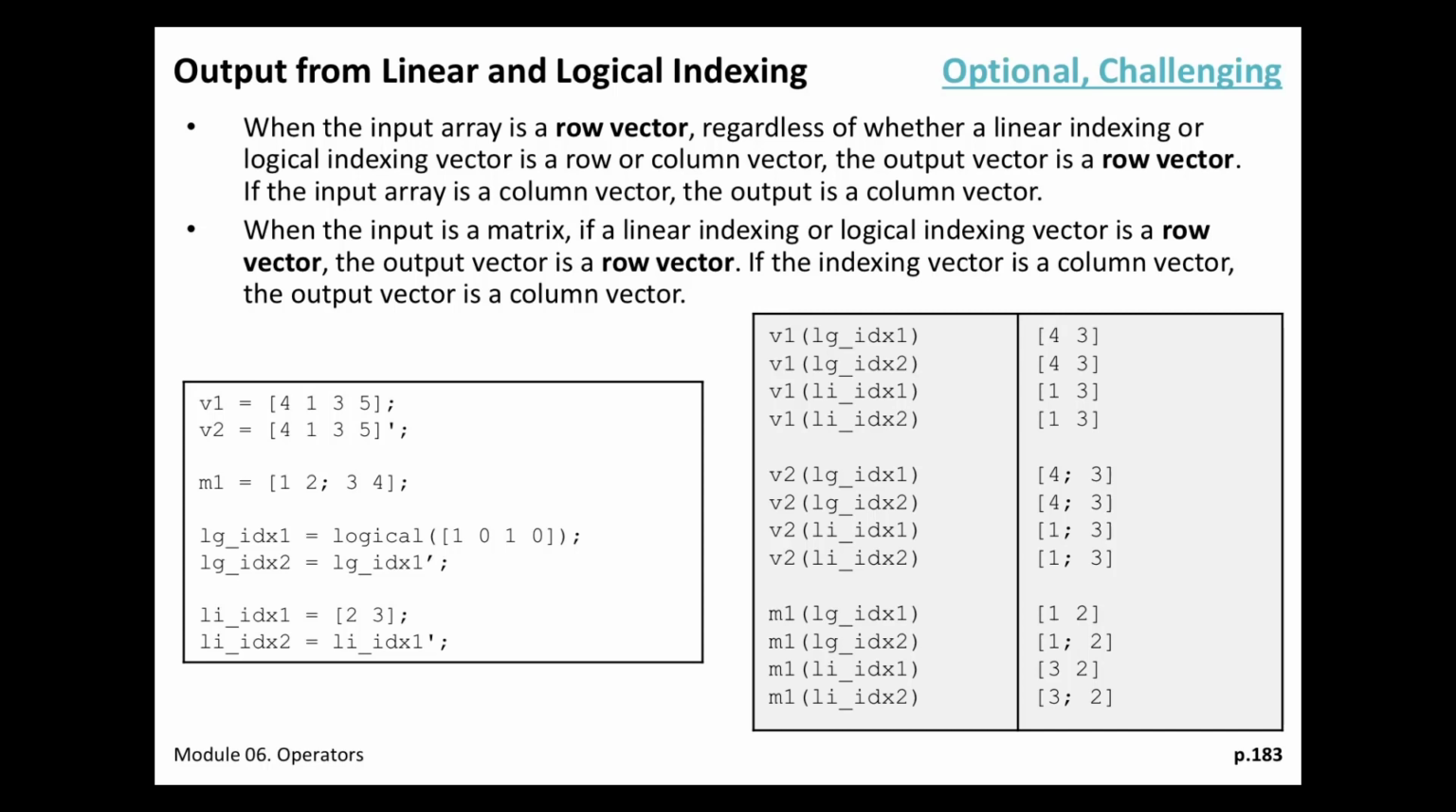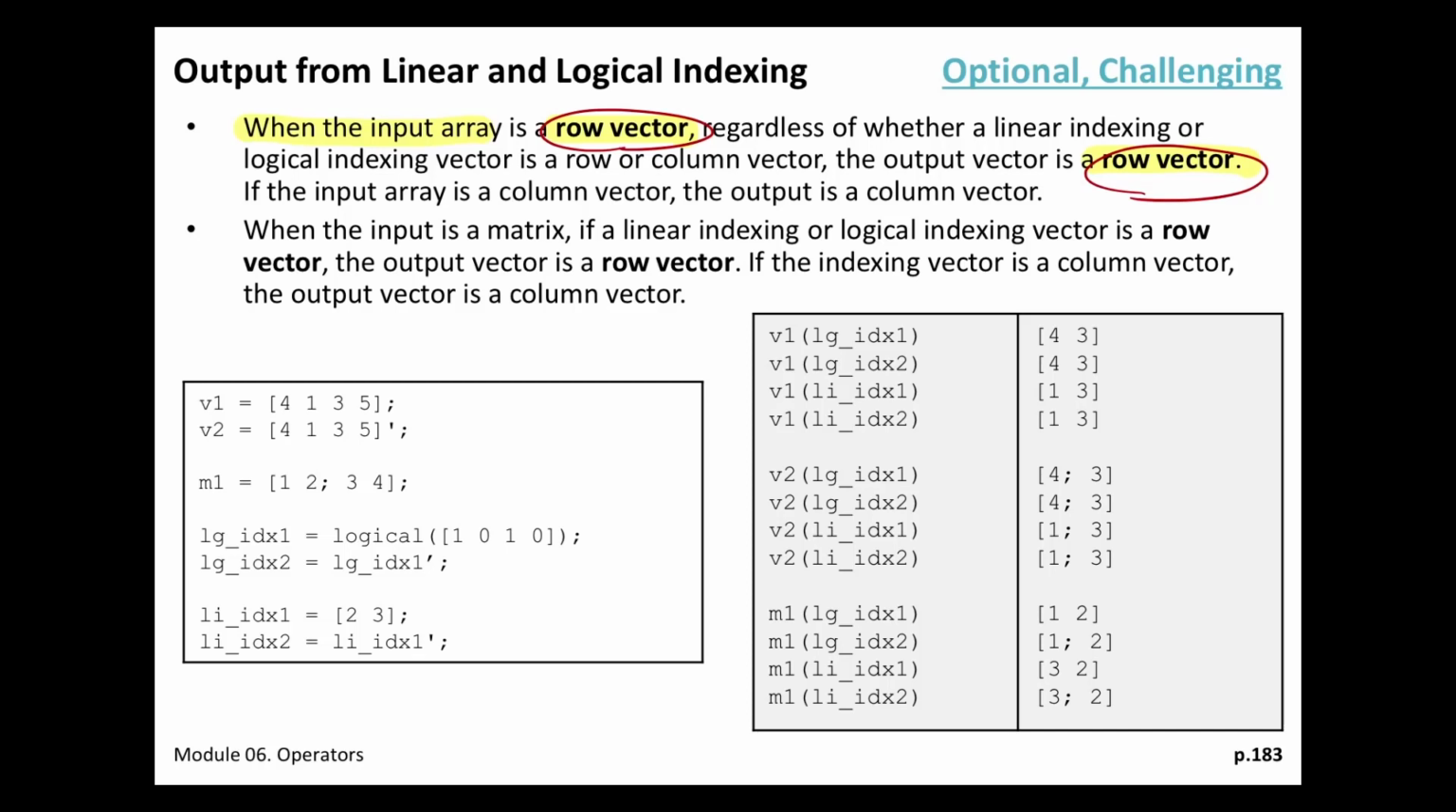Okay, this is an optional topic. I would like to clarify the output form from linear and logical indexing. First, the output of linear indexing and logical indexing is always a vector. It's not a matrix, although the target variable is a matrix. The question is, is it a row vector or a column vector? When the input array is a row vector, then regardless of whether the linear or logical indexing vector is a row or column vector, the output vector is always a row vector. It doesn't affect the form of the linear or logical indexing vector.